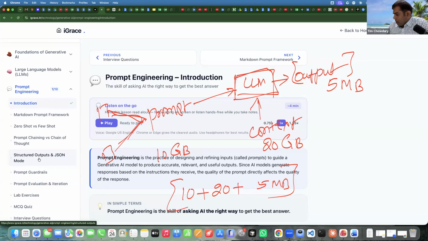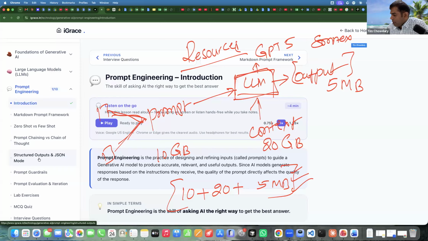Somebody said resources. That's also true. But where is resource coming into the picture here? How do you know? Resource meaning, what is the model we are using? GPT-5, Sonnet, Opus.